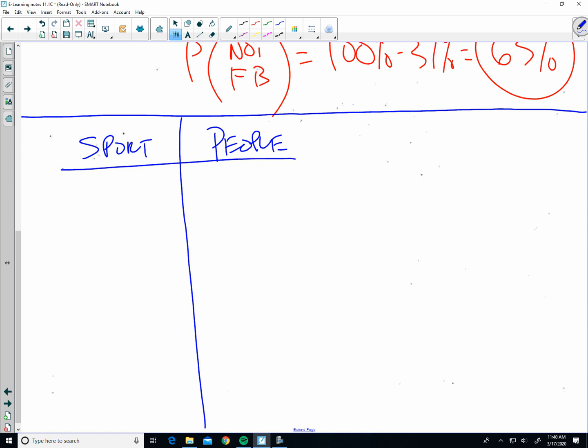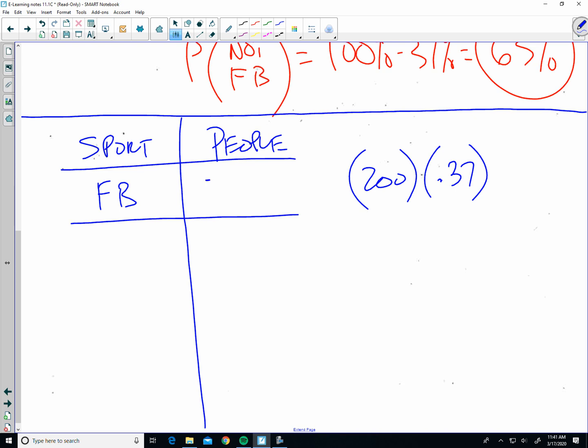And we can make our classic 2-column chart there. So I'll use FB again for football. And out of 200 people, if we were talking about 200 people surveyed, and we know from football 37% of the people surveyed like it, we just multiply the 200 by the 0.37. And that would give us 74 people out of the 200 said football was their favorite sport.